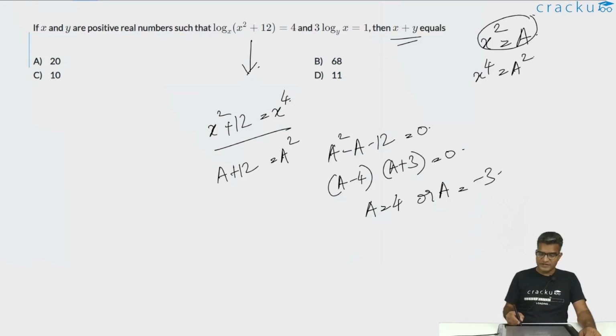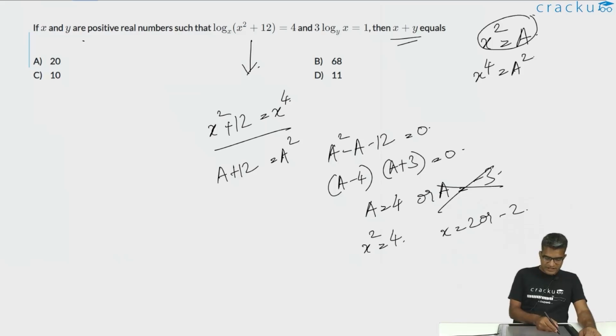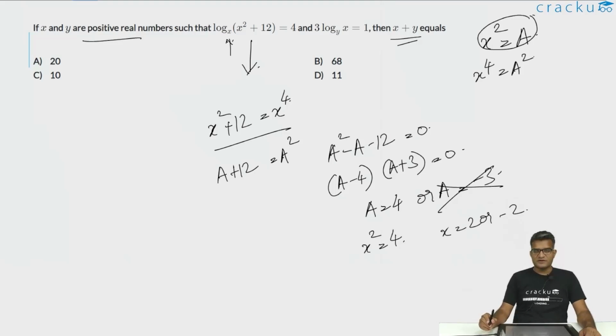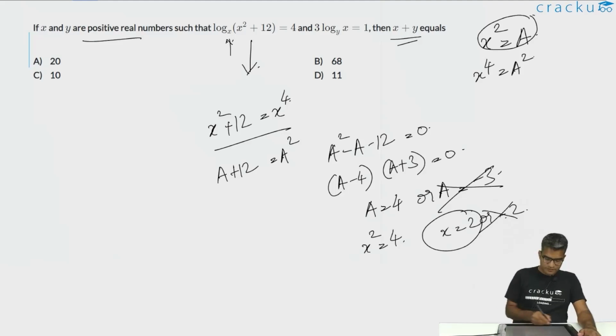A is x square, so it cannot be negative. So this is not true. So x square is equal to 4. So either x is 2 or minus 2. But again, we are told that x and y are positive real numbers. Also, x is part of the base of a logarithm. So x cannot be negative. So x is not equal to minus 2. So the value of x is 2.